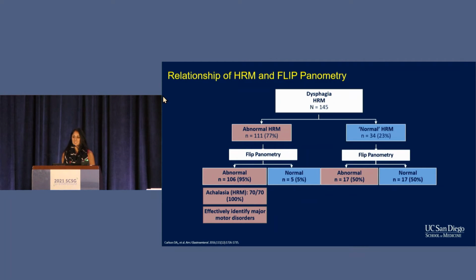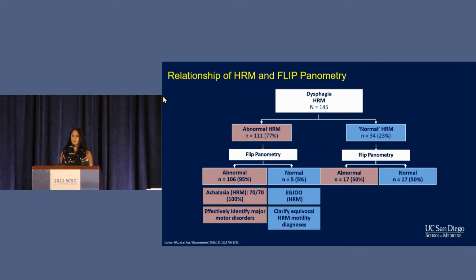But what else was interesting is that FLIP identified 5% of abnormal manometry as normal. And when they looked back at who these 5% were, these were patients that had EGJ outflow obstruction on manometry. Now, we know that patients with EGJ outflow obstruction sometimes do not have true LES dysfunction. It could be from a hiatal hernia or an artifact, and that's, in fact, what was the case here. So we're learning that FLIP can be very helpful when we have equivocal or indeterminate findings on manometry.